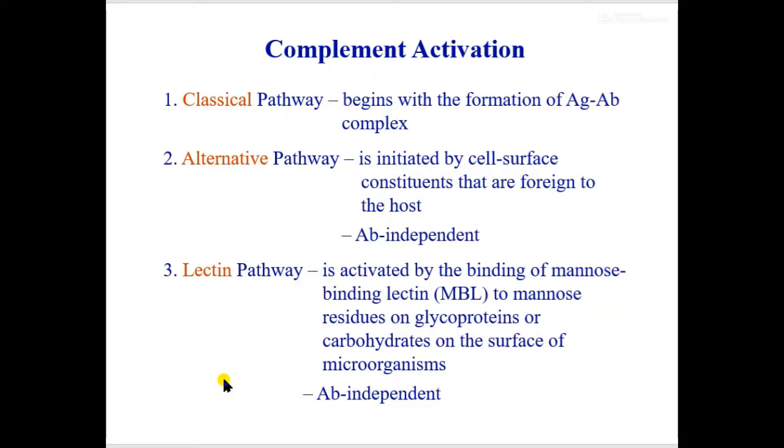Then finally, we have another pathway called the lectin pathway. The lectin pathway is activated when microorganisms that have mannose residues on their glycoproteins on their surface enter the body. In such cases, certain mannose binding lectins bind to the surface, and they activate the lectin pathway. And this pathway is also found to be antibody independent.